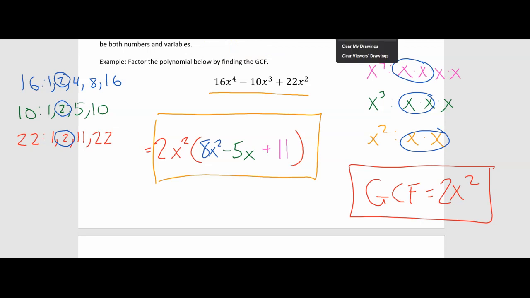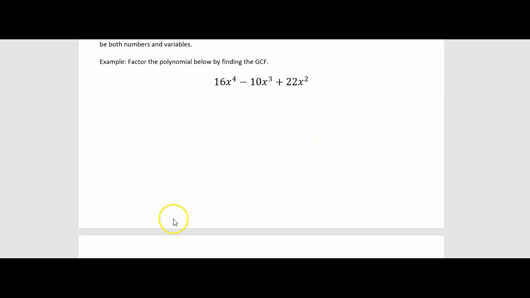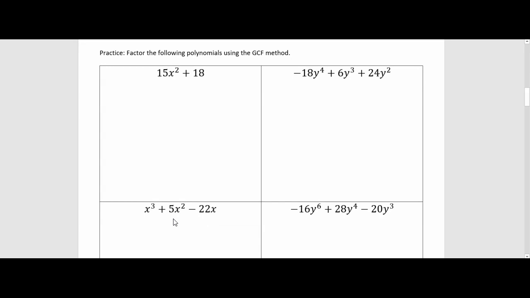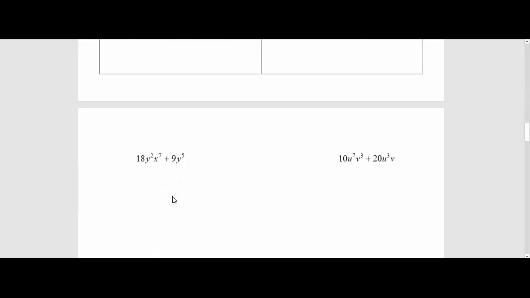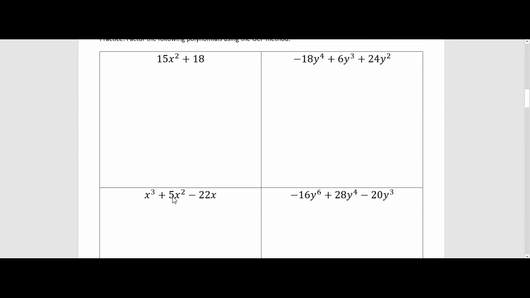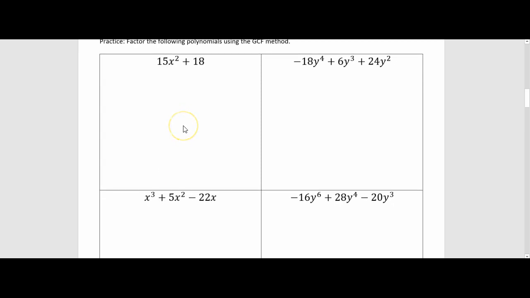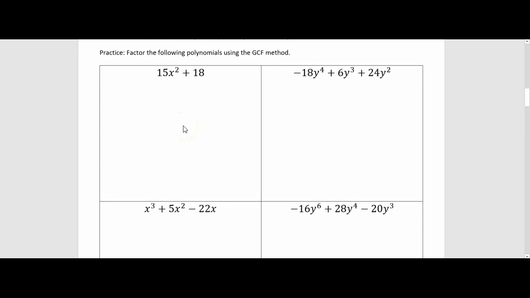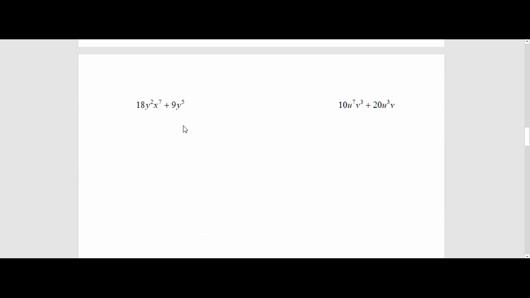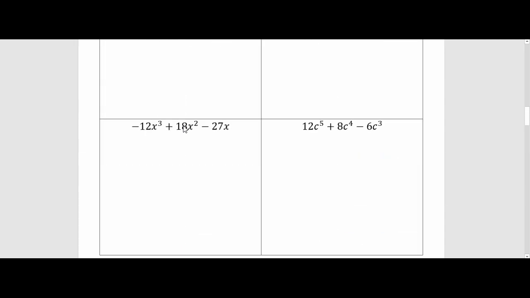Okay, I know we're already about 15 minutes in and it feels like we haven't done a ton, but let's do a couple more to practice. We're going to do the one on the top right, and we're going to do 18. Okay.